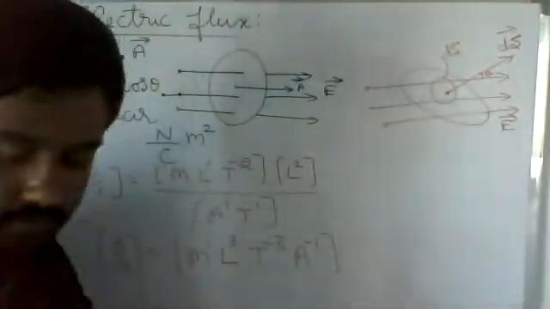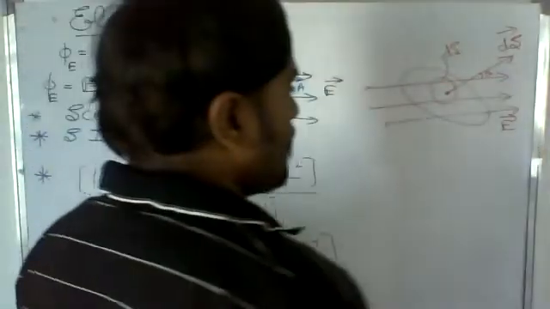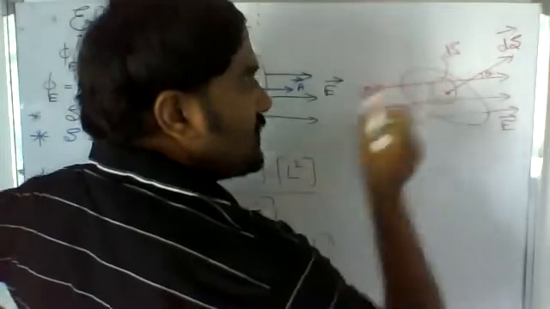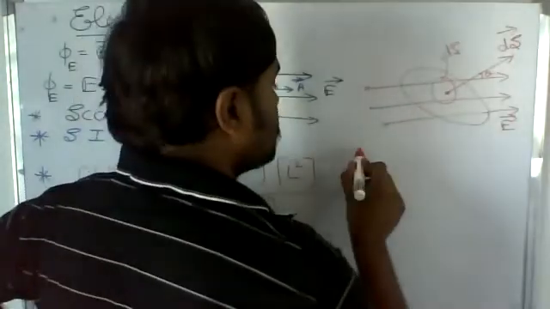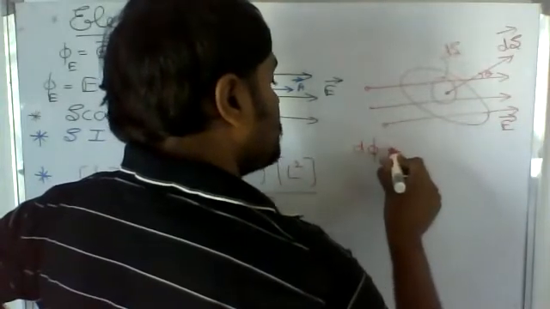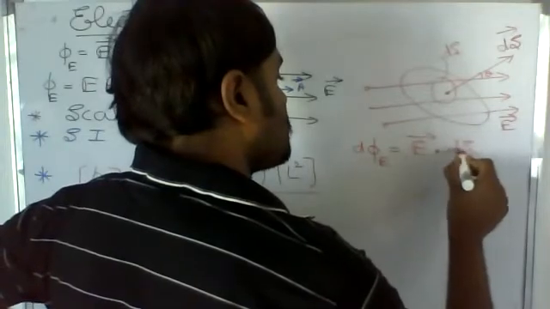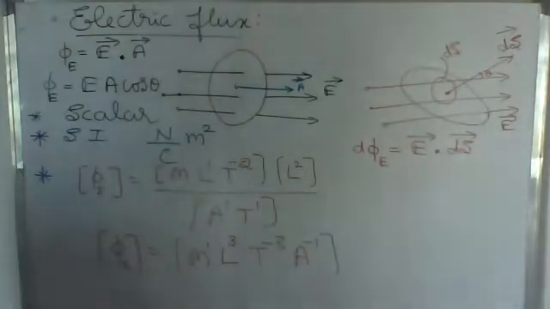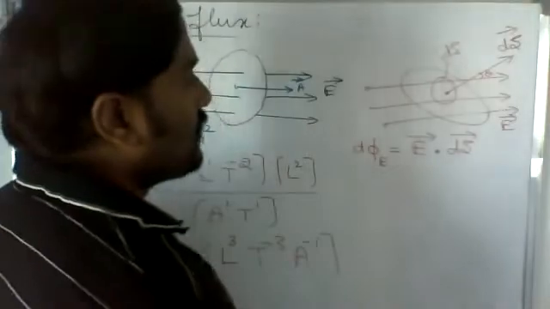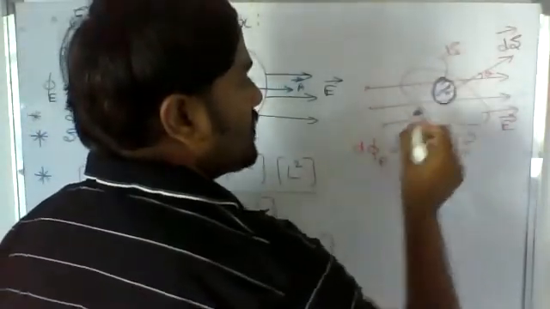Okay. Suppose we have to calculate the electric flux through a small area ds. So what is the mathematical expression? That is d phi E is equal to E vector dot ds vector. So this is the mathematical expression for electric flux through a small area ds.